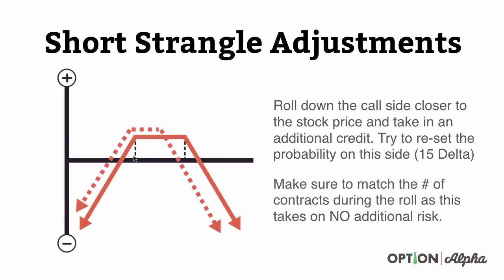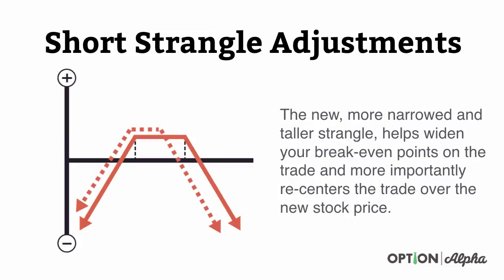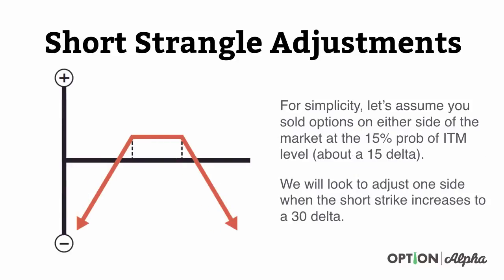Now, the new, more narrowed and taller strangle is going to help widen your break-even points like we talked about, and more importantly, it recenters the trade over the new stock price. So if we go back to, let's say, the old chart here of the strangle, you would ideally enter a strangle when the stock is trading right in the middle of the range, right? So an even distance between your puts and an even distance between your calls.